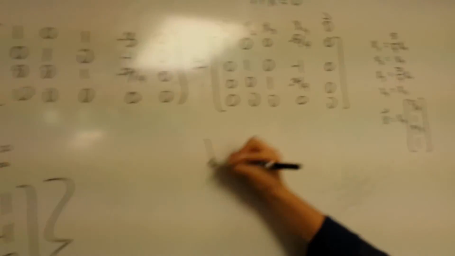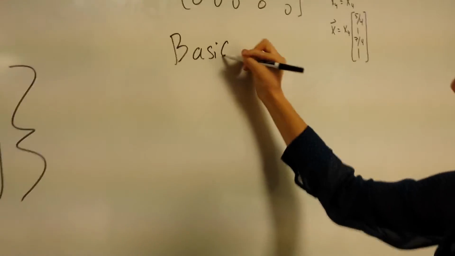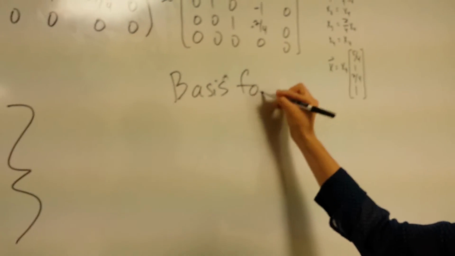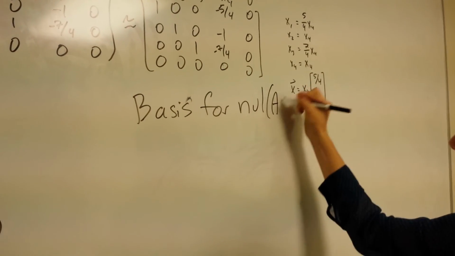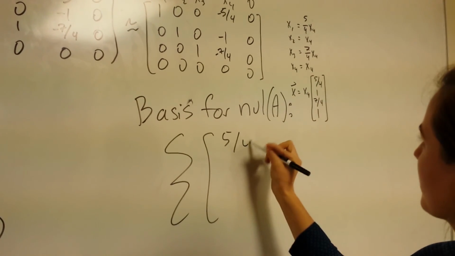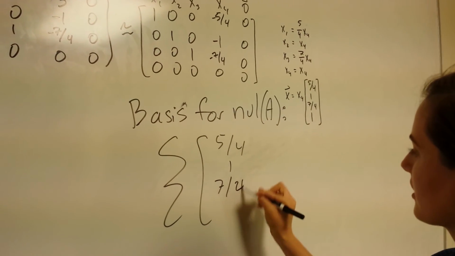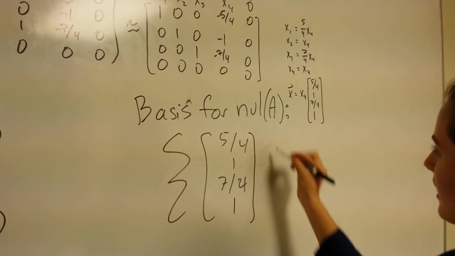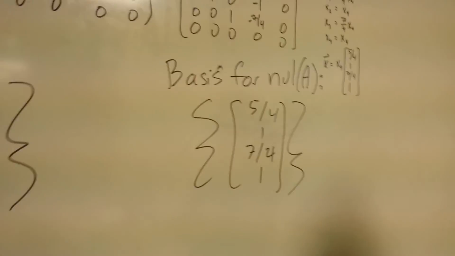So the basis for Null A is 5/4, 1, 7/4, and 1. And that's how you do it. Thank you.